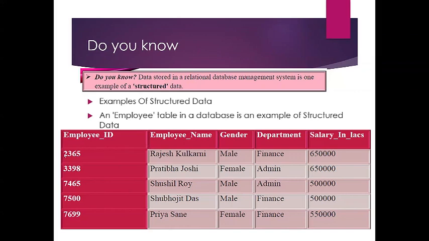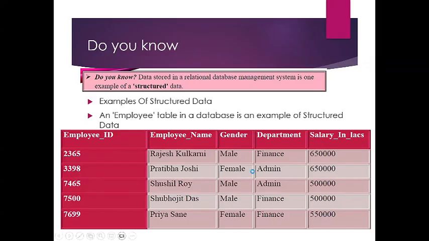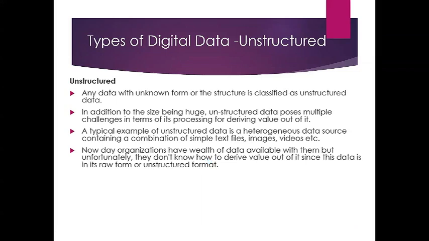In a simple manner, structured data has a proper heading. Then it has proper columns. It's divided in a proper manner, right? You can see the columns and the rows, right? Okay, so let's go to the unstructured data.